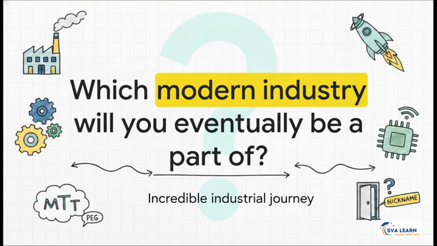If you use those 3M2T peg memory hacks we practiced, and watch out for that sneaky nickname trap, you are going to absolutely crush your board exams. It has been an incredible industrial journey to explore with you all, which leaves me with one final fun question to think about. As India evolves from 1854 cotton mills to modern lunar satellites, which industry will you eventually be a part of?